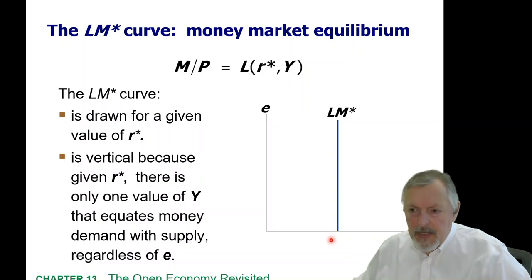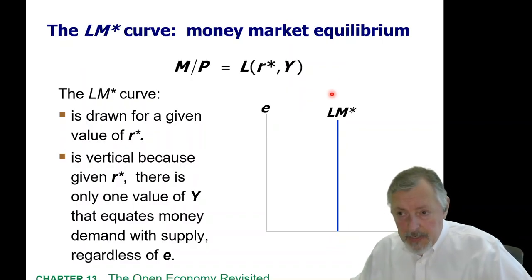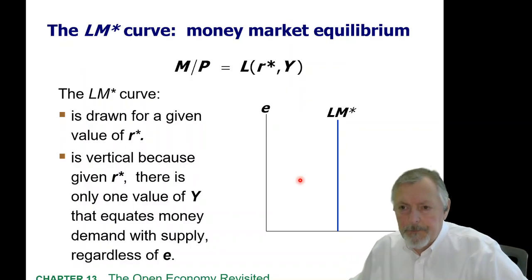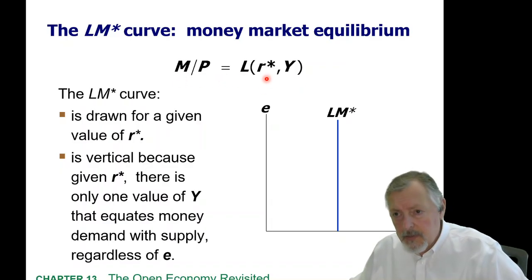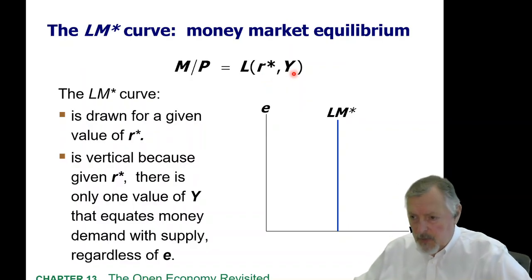Now, what happens to the LM curve if the money supply is increased? The answer is the LM curve stays vertical but shifts right. Why does it shift right? The equation for the LM curve, money supply divided by price level, is a function of the demand for liquidity, which is determined by the world rate and output.